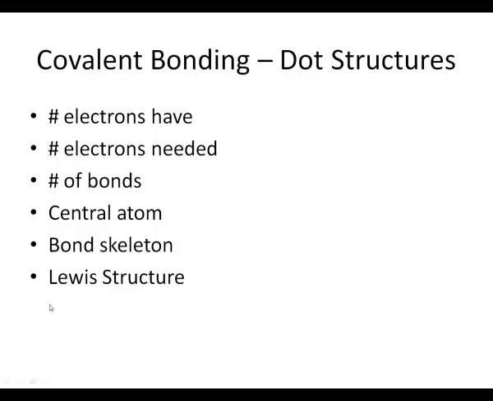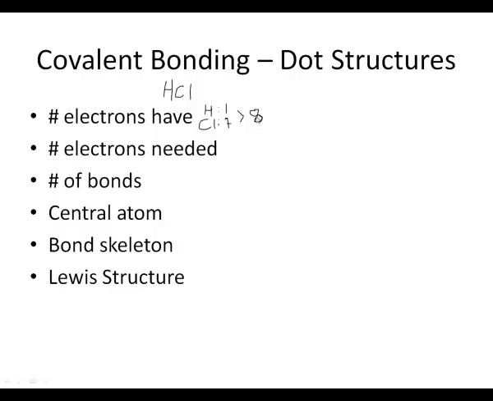So let's do an example. First one that we're going to do is HCl. HCl is hydrochloric acid. So first thing we have to figure out is the number of electrons that we have. We've got 2 different atoms here, hydrogen and chlorine. Hydrogen is in that first column, so it's only got 1 valence electron. And chlorine is in the 17th column, so it's got 7. So the total between these two is 8.